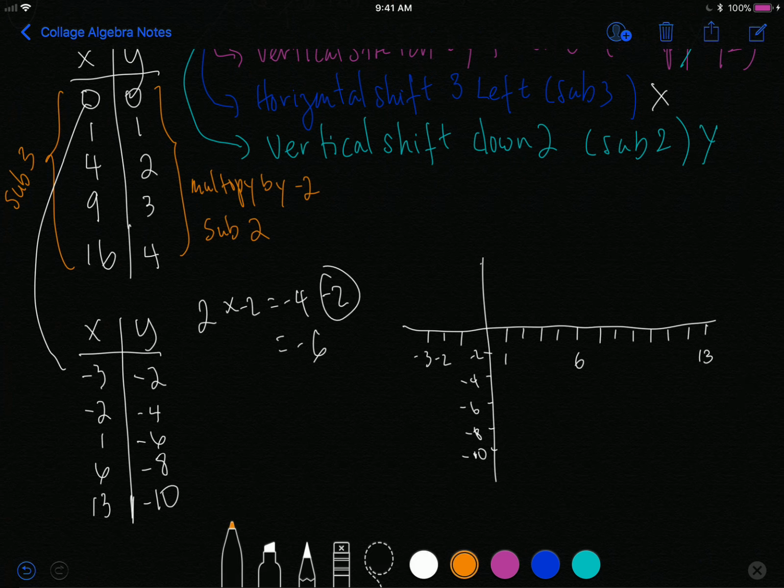And then I plot my points. Alright, so negative 3, negative 2; negative 2, negative 4; 1, negative 6; 6, negative 8; 13, negative 10.